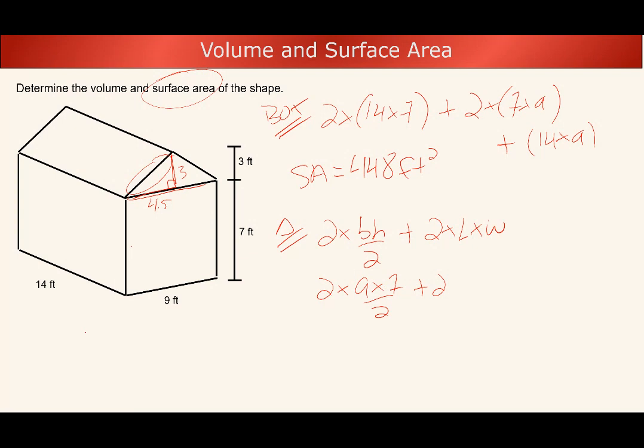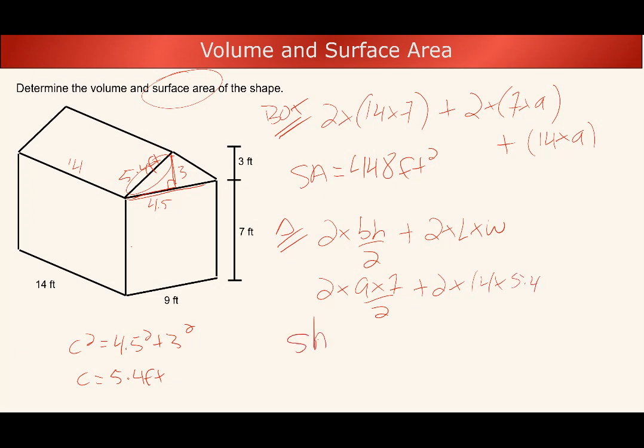Pythagorean theorem is, c squared equals 4.5 squared plus 3 squared. So I go 4.5 squared plus 3 squared equals, and then take the square root, and it's 5.4. 5.4 feet. So there, I can finish this off now. So the length of that rectangle is the 14 feet. But now I know that the width of that rectangle is 5.4 feet.